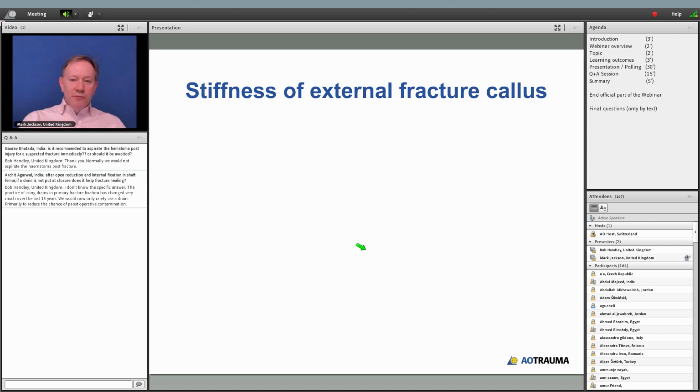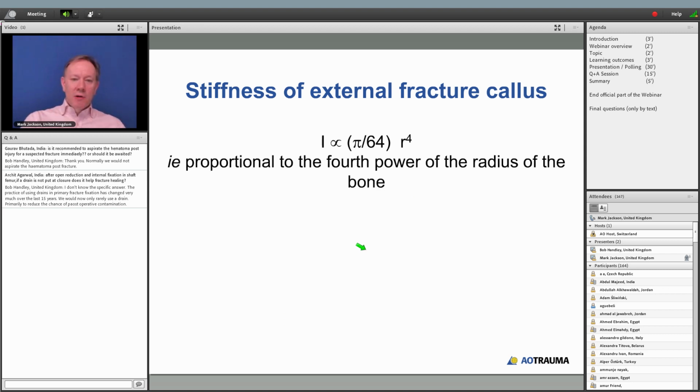And the effect of external fracture callus is also quite clever. We remember from our biomechanics that the stiffness of a tube or a solid object is proportional to the fourth power of the radius, of the bone in this case. So what that implies is that only small increases in the diameter will significantly increase the stiffness.